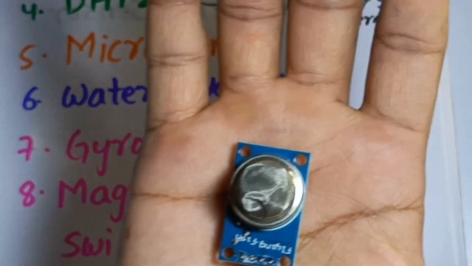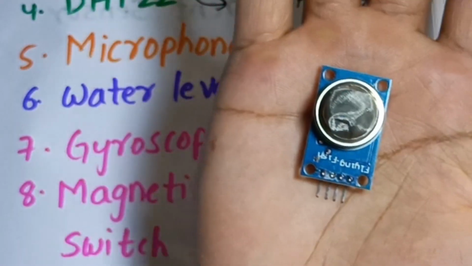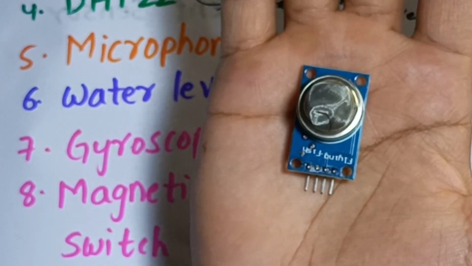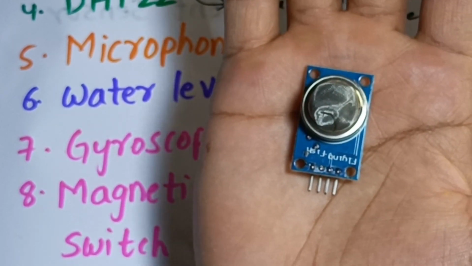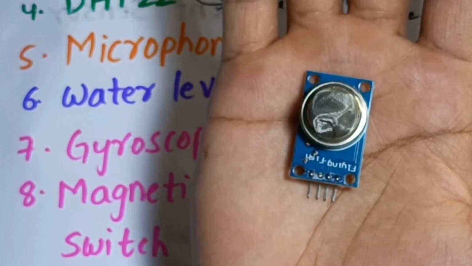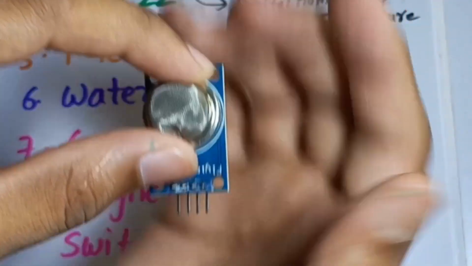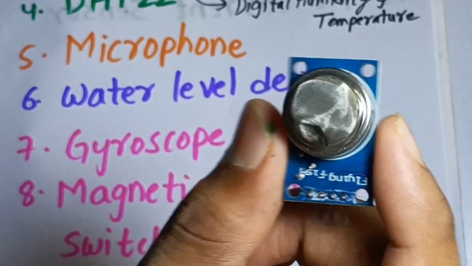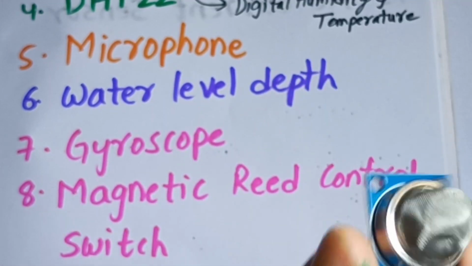Where do we use it? In your home we have LPG cylinders, right? So for example, you want to make sure that nothing is being leaked from that LPG gas cylinder. Then you can install this sensor near that cylinder and monitor the data from the air. That is where we use it.